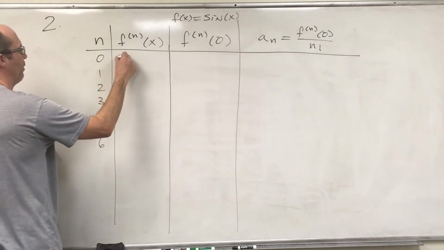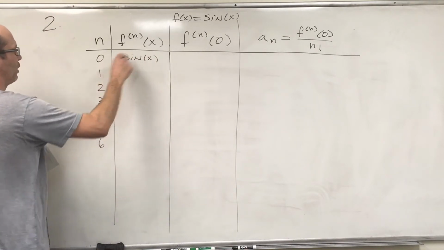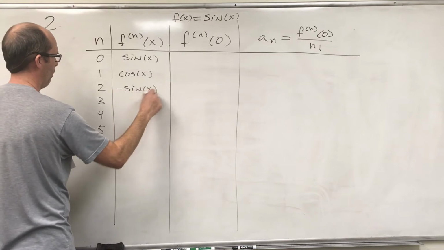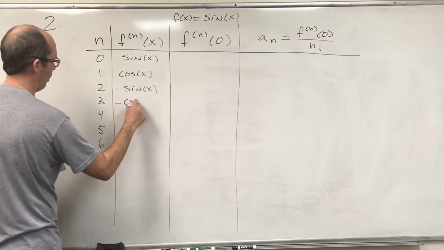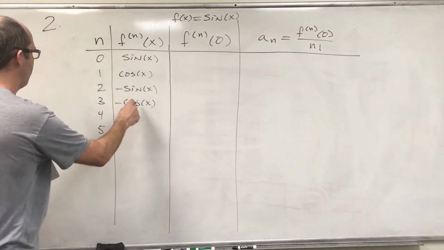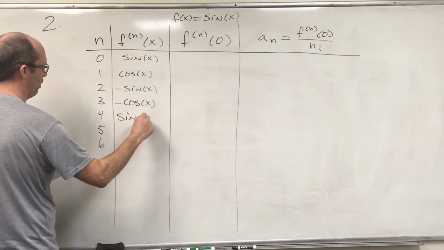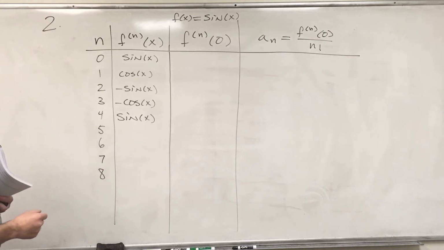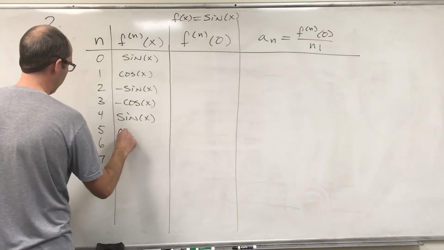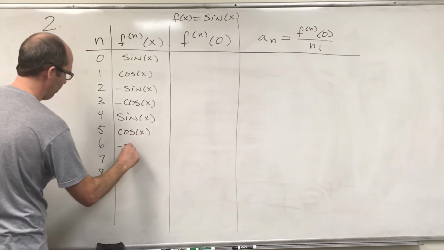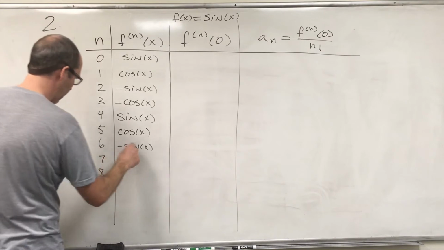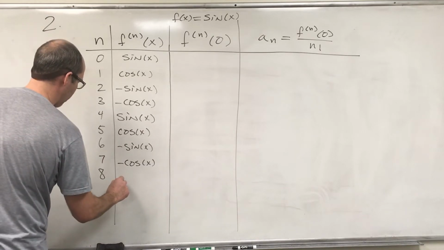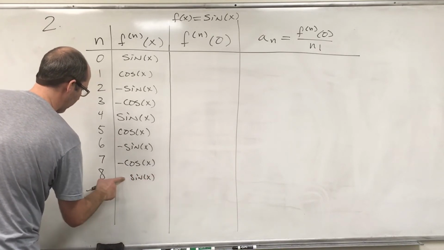Okay, so f0 is sine. f1 is the first derivative. Derivative of sine is cosine. Derivative of cosine is negative sine. Derivative of sine is cosine, so negative cosine x. Derivative of cosine is negative sine, so we're back at sine. Okay, let's go down to 8. And why did I choose 8? Derivative of sine is cosine. Derivative of cosine is negative sine. Derivative of sine is cosine, so we got negative cosine there. And derivative of cosine is negative sine, so we got negative sine x, otherwise known as sine.